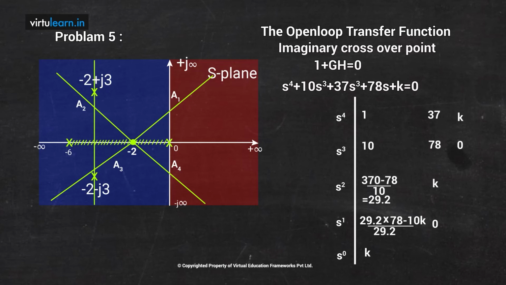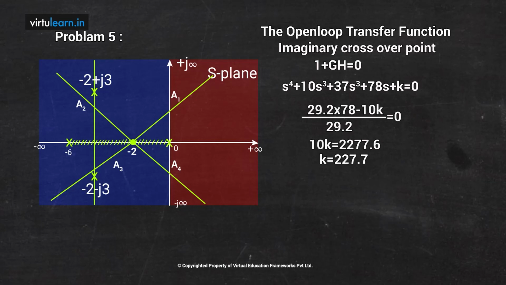Now if you want to make one row with all elements 0, generally we look at odd terms of s power, that means s power 1 or s cube or s power 5. Now let us start with the s power 1. So this element is equal to 0, and for that element when you equate 0, if you get the k value positive and real, then with that k value I can make this entire row with all 0 elements, and then I can form the auxiliary equation. When you equate this to 0, you will be getting the k value as 227.7. So when k is equal to 227.7, the s power 1 row has all 0 elements.